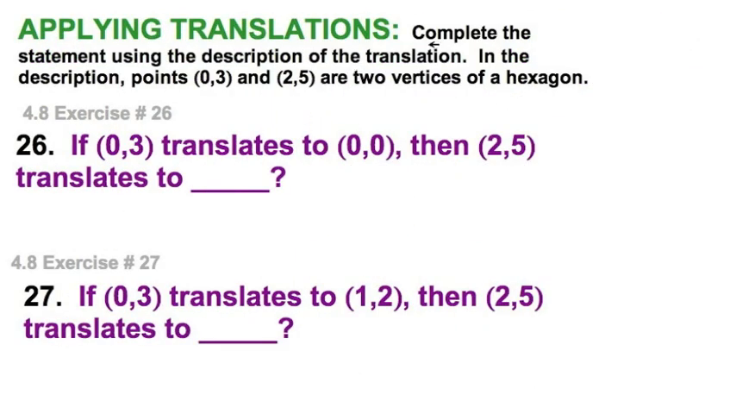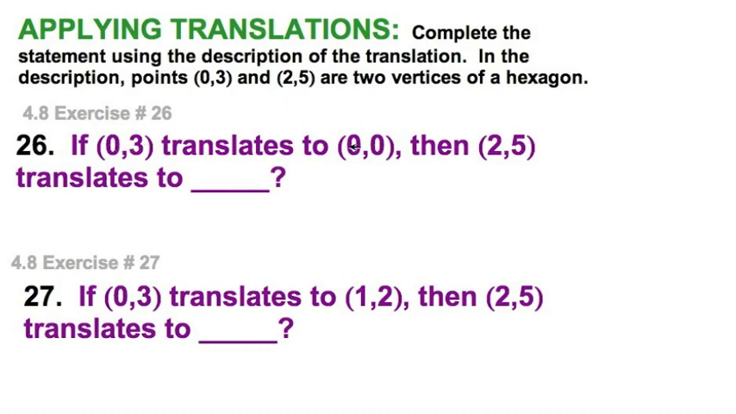Well, this is interesting. Complete the statement here. In this description, the points (0, 3) and (2, 5) are two vertices of a hexagon. Absolutely useless. I don't really care what they are. I'll just look at the points.